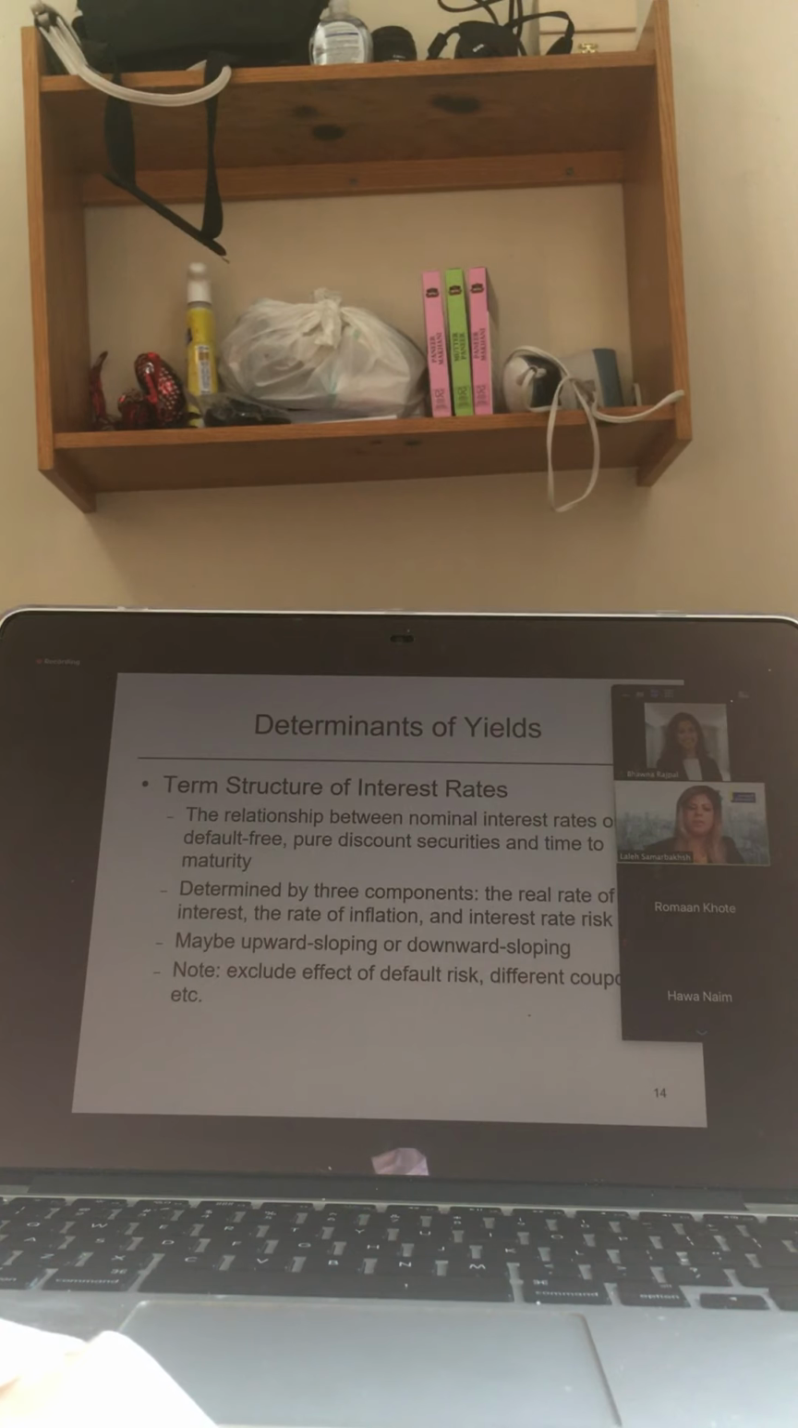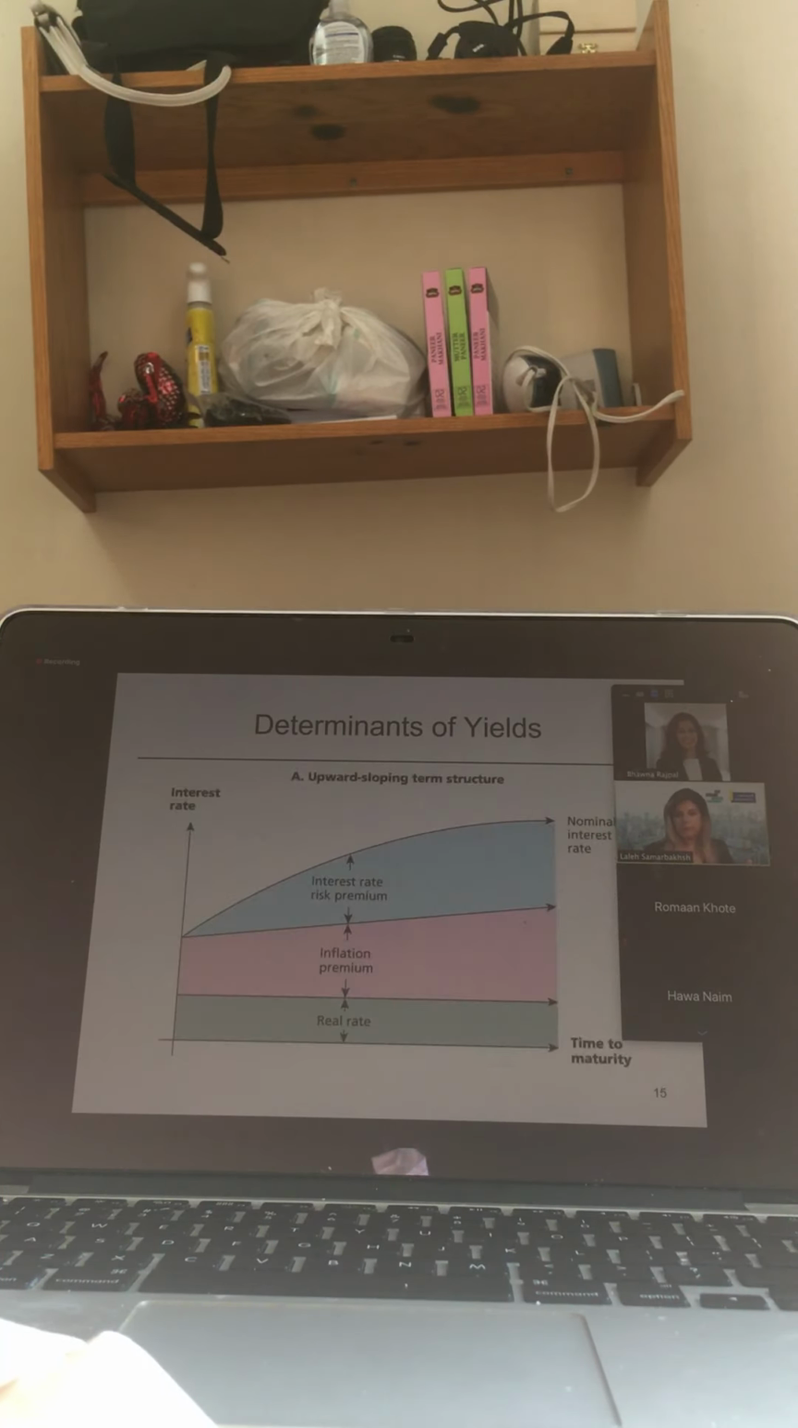So that's what we mean here. It's determined by three components: real rate of return, rate of inflation, and interest rate risk, which means we don't know what's going to happen over time. The rate is going to go up or go down. The term structure can be upward sloping or downward sloping. We do exclude effects of default risk or different coupons or such, okay? So we're not getting into details of bonds. We're just assuming that this is pretty much the cost of capital we're talking about.